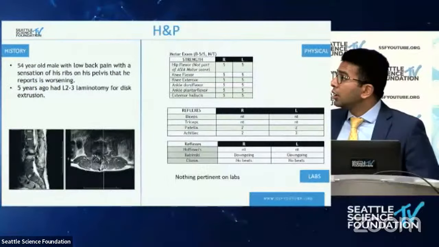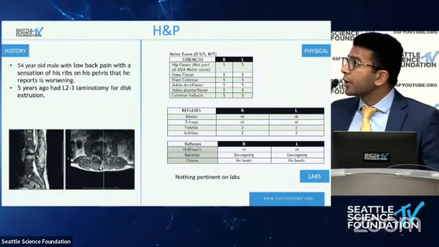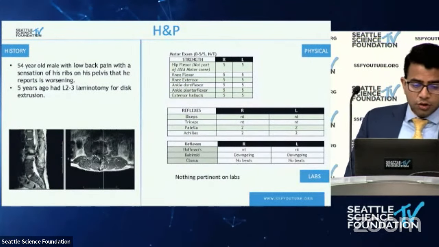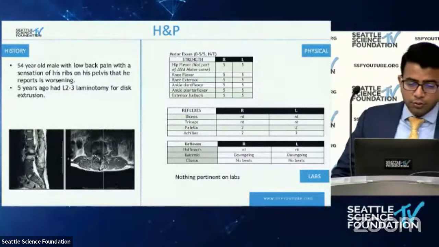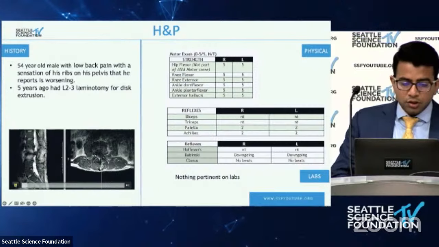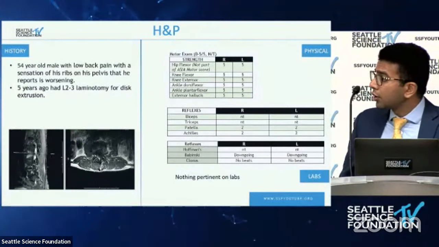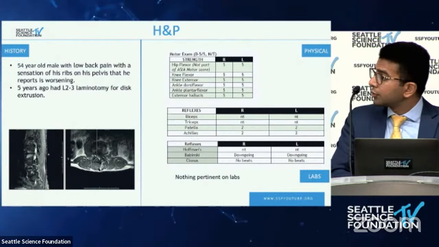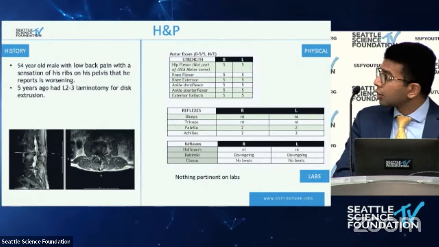I have a 54-year-old gentleman who presented with low back pain and a sensation that his ribs were touching his pelvis, and this sensation was worsening. He had a history of an L2-3 laminotomy 5 years ago for disc extrusion, and you can see his pictures from 5 years ago here with the L2-3 disc that was causing him significant pain and issues.